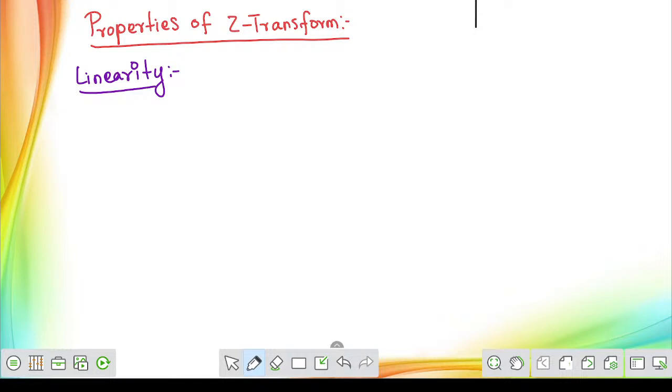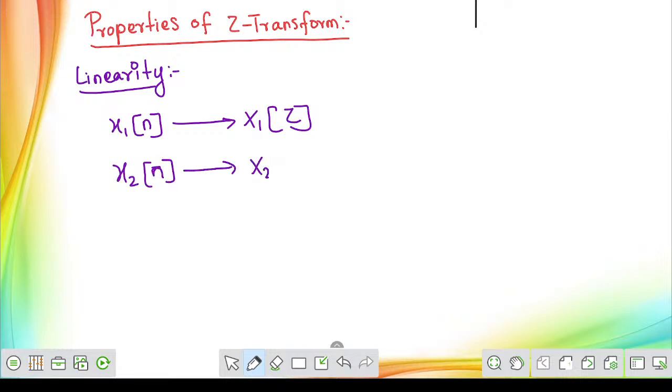Suppose, let us assume I have a signal x1 of n. Its corresponding Z transform is x1 of z. If I have one more signal, let us take x2 of n, its corresponding Z transform is x2 of z.